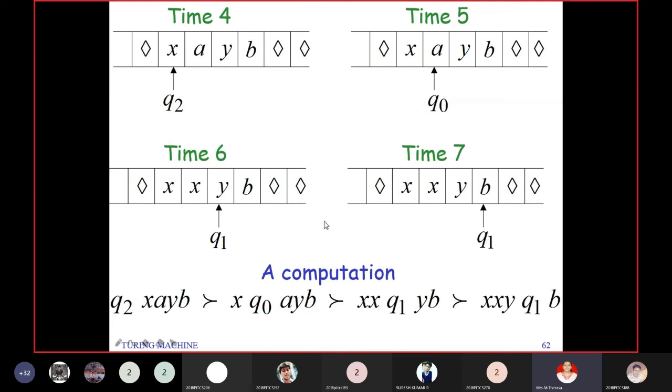Okay, suppose you have some four sequence of transitions. How can we represent it? So Q2 X A Y B. This X Q naught A Y B. This is XX Q1 YB. This is XXY Q1 B. This is how you can represent the instantaneous description of the Turing machine, which is nothing but the moves of the Turing machine.